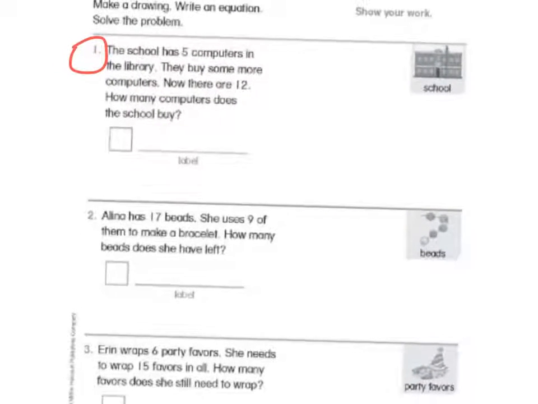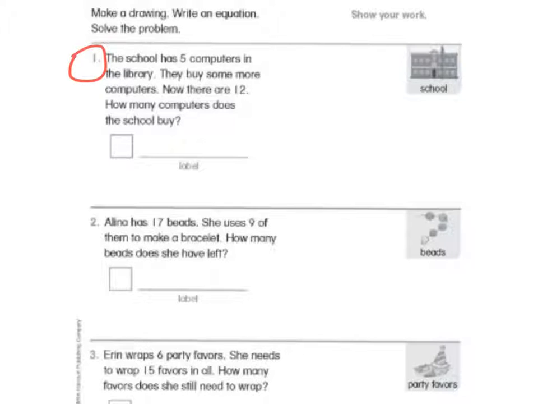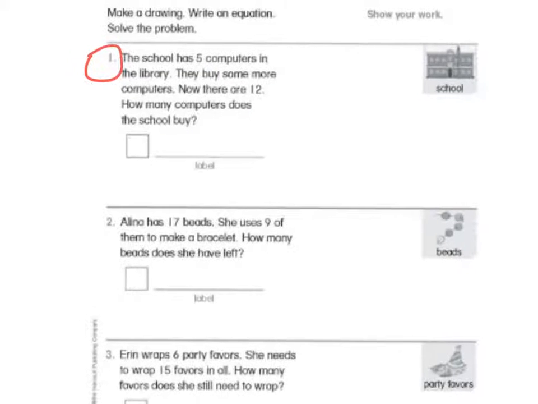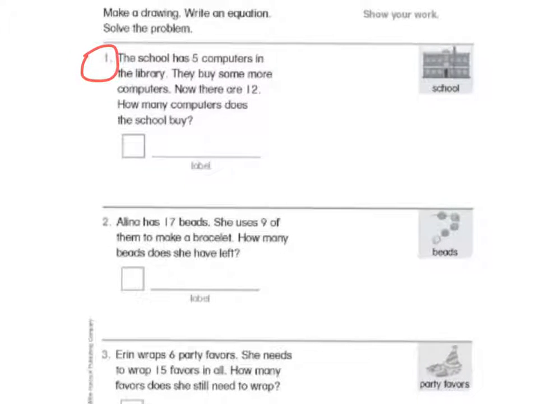Number 1 says, the school has 5 computers in the library. They buy some more computers, and now there are 12. How many computers does the school buy? So the first thing I'm going to do is underline the important information. I know that the school starts with 5 computers, so that seems pretty important. I'm going to underline 5 computers.